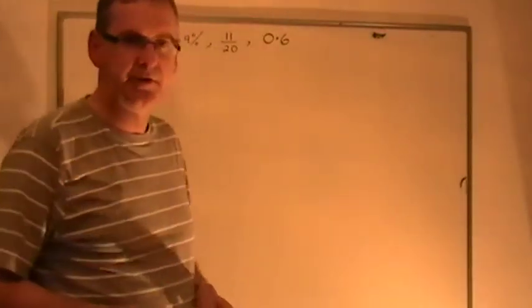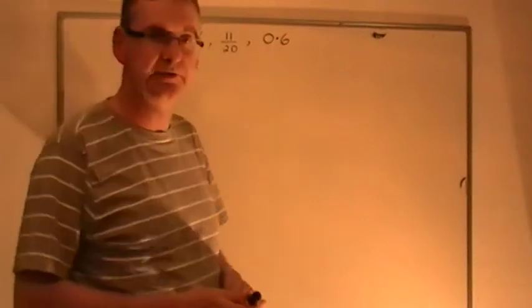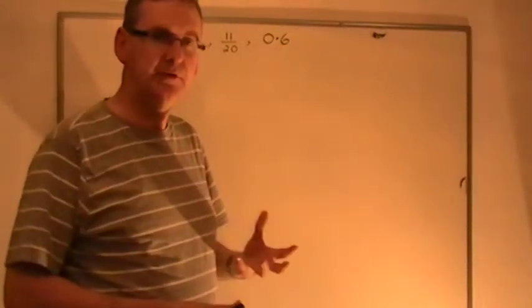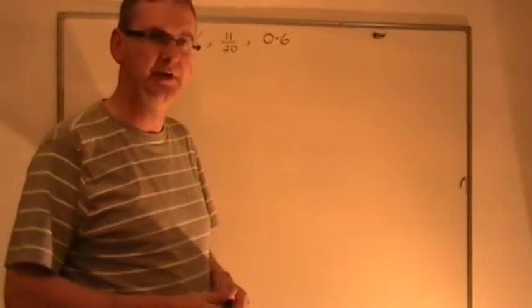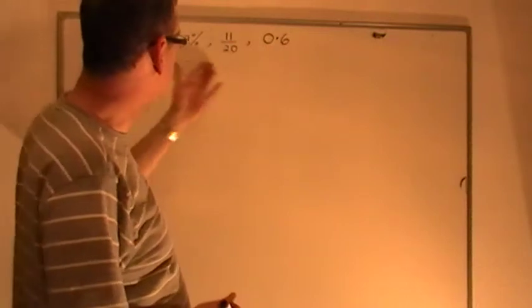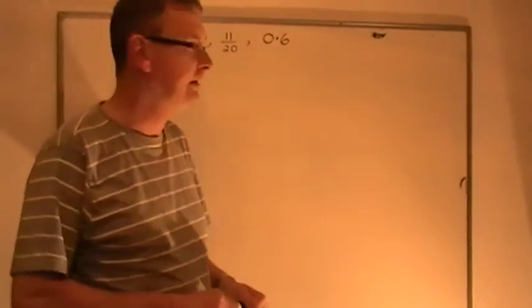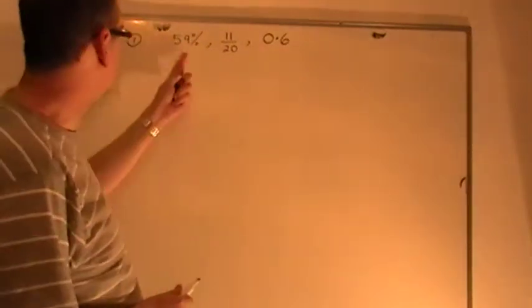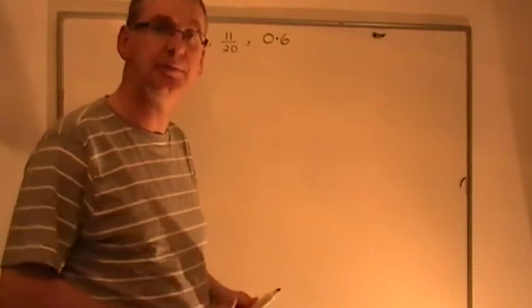Okay, in this video I'm going to look at percentages, fractions and decimals, and how you cope with comparing the size of these three quantities. In lots of questions you'll be given a list of a mixture of these quantities, and you might be asked to put them in ascending order, for example. In this case I've got 59%, 11/20ths, 0.6. Let's say I wanted to put them in ascending order.